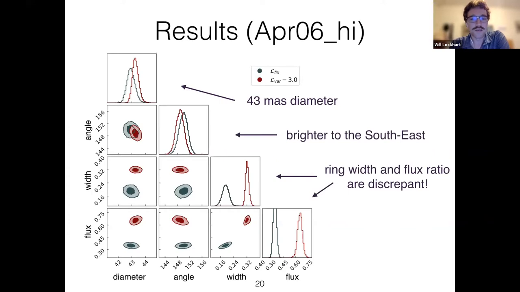And so the interesting thing, this just shows one particular example where the red is a variable likelihood and the blue is a fixed likelihood. And you can see that in this case, for this particular run, the diameter and the brightness direction are very consistent, whereas the width and the flux fraction are clearly discrepant. And so that's kind of exciting. So this, again, is just for an individual run.